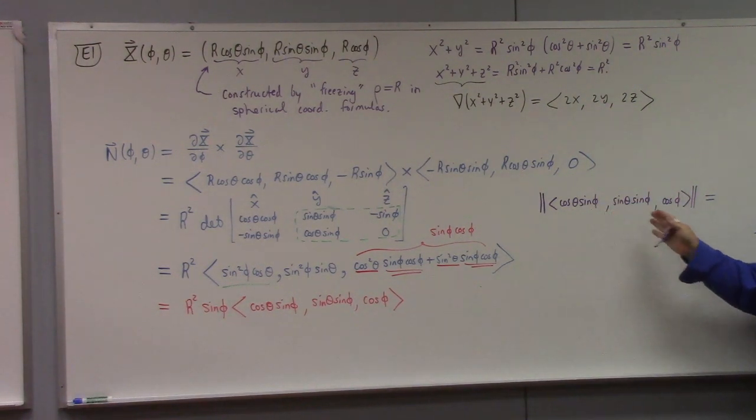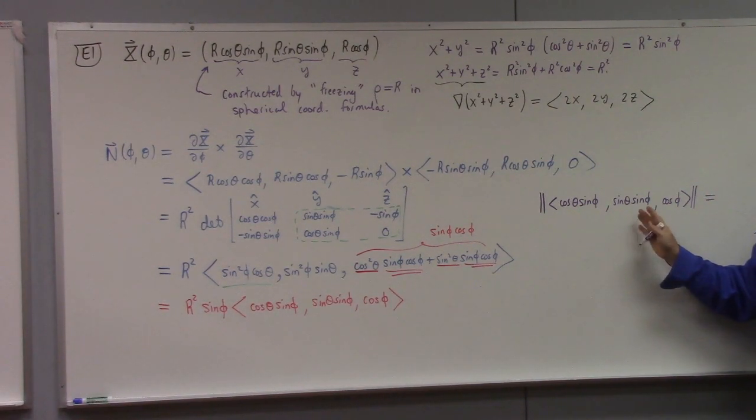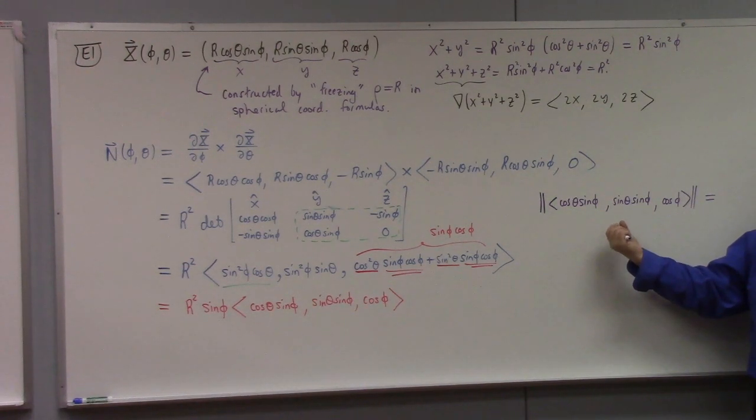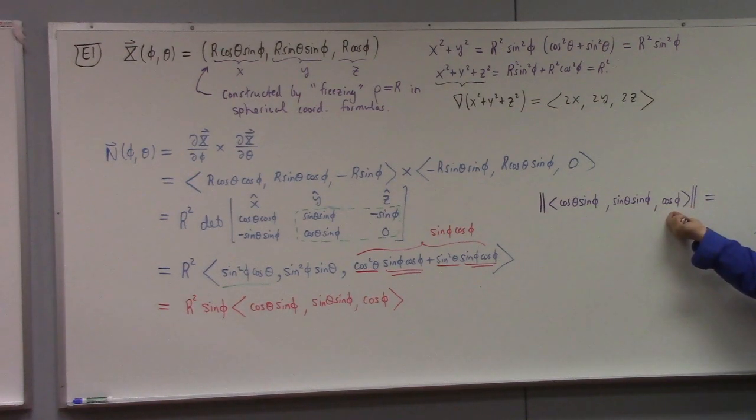Let me just talk through it. When we square this and that, we get a sine squared plus cosine squared theta with a sine squared phi multiplying it, right? So that collapses just to sine squared phi. Then sine squared phi plus cosine squared phi is 1. This is a unit vector.